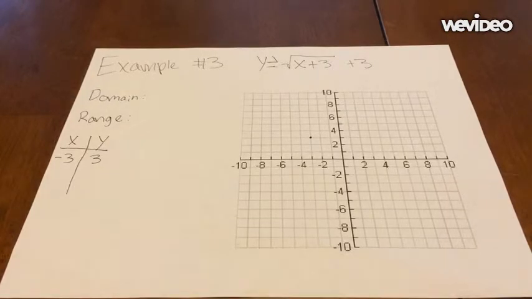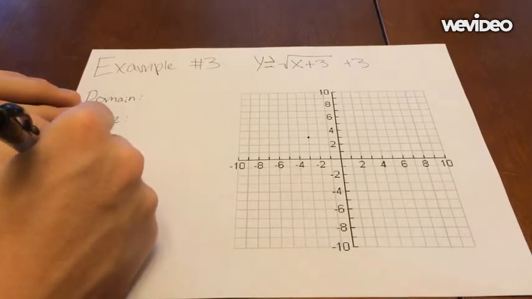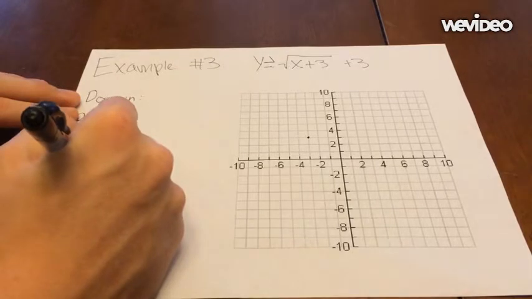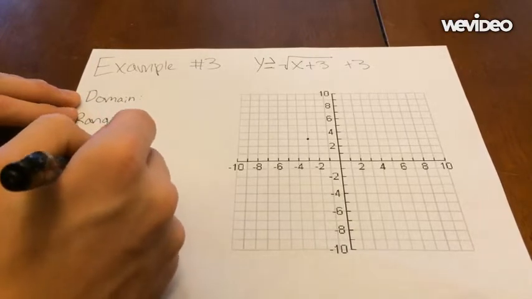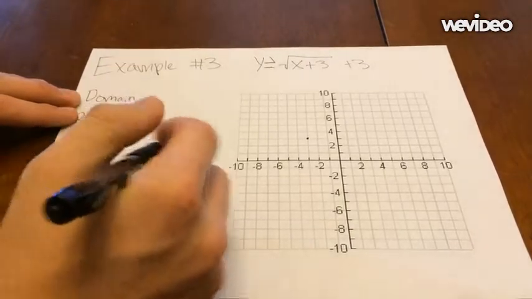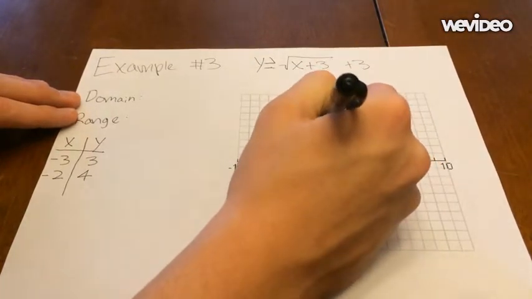So remember, the number inside of the radical sign must be 0 or greater. So we have that with, if it's negative 3 plus 3, that's 0. Square root of 0 is 0 plus 3 is 3. So now we're going to get 1 inside the radical sign. So we're going to have negative 2, and negative 2 plus 3 is 1. Square root of 1 is 1. Plus 3 is 4. So you're going to have negative 2, 4. We're going to go ahead and plot that one, which is right there.